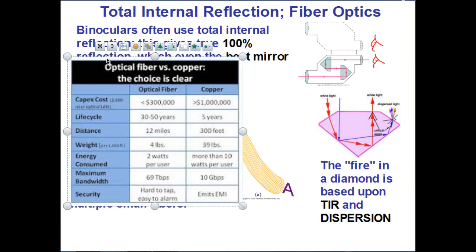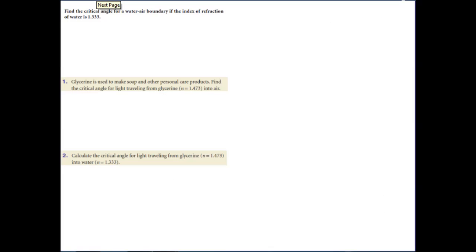Let's go ahead and take a look at how we might apply total internal reflection to a few examples. Here we have 3 examples that I want to go through with you. Find the critical angle for a water-air boundary if the index of refraction of water is 1.333. That's pretty easy to do. Let's go ahead and do that here.